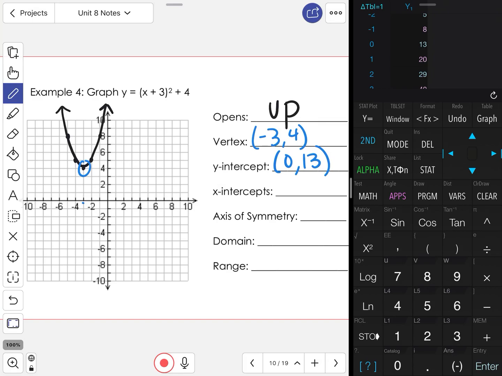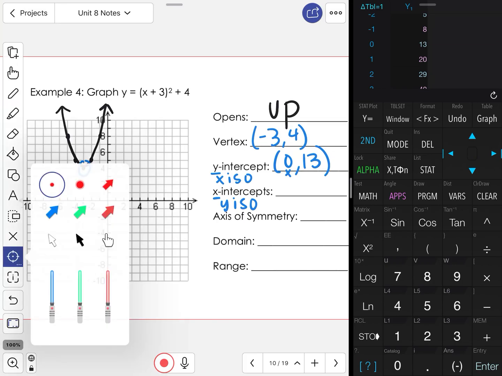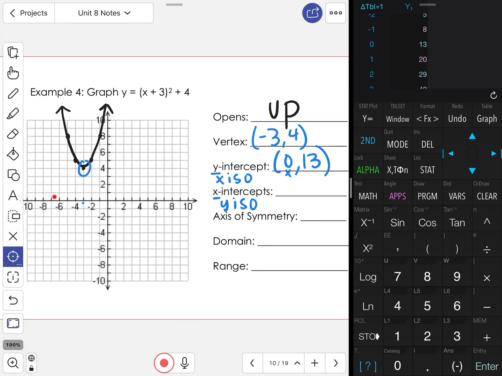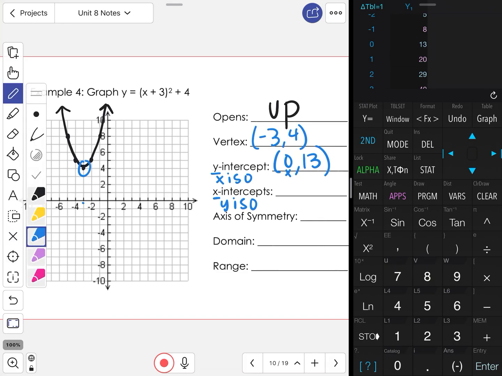So remember, whenever you have an intercept, if you have a y-intercept, your x is going to be 0. If you have an x-intercept, your y is 0. So if you want to write yourself a note, it's always the opposite is 0. Okay, so we want to find our x-intercept. So we want to look at our x-axis, and it doesn't look like we're actually touching the x-axis. So we're going to say we have none because we're not touching that x-axis.